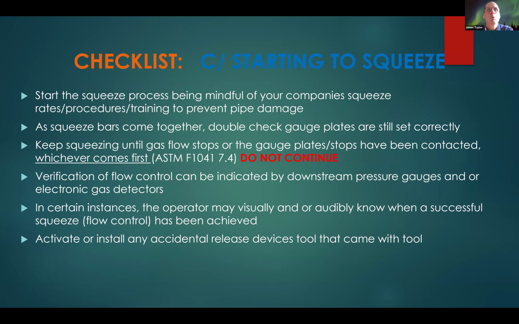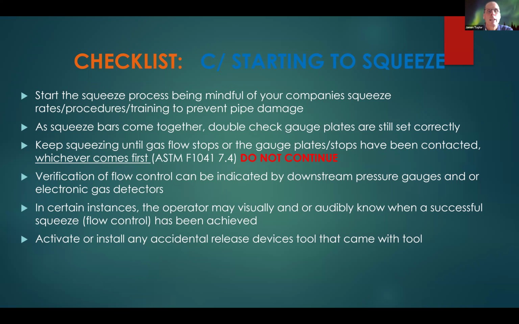Little known fact: per ASTM, keep squeezing until the flow of gas stops, or the gauge plates or stops have been contacted, whichever comes first. That's ASTM. So we don't have to keep going if the gas flow stops on electronic metering or digital metering downstream, and you still have a 1/16 of an inch gap between your stops. That's as far as you go.